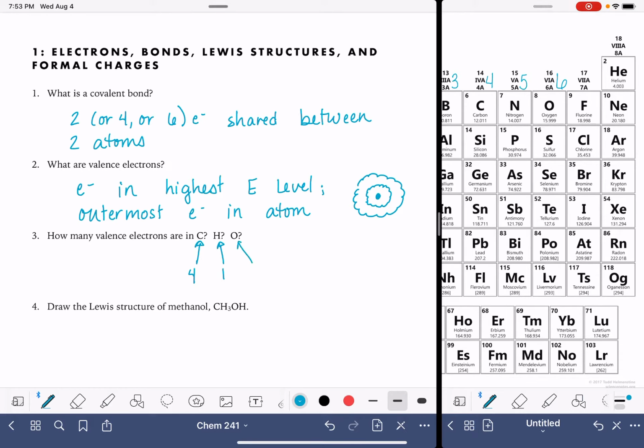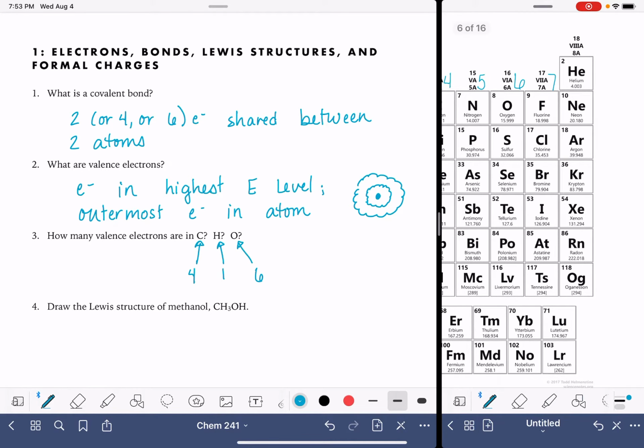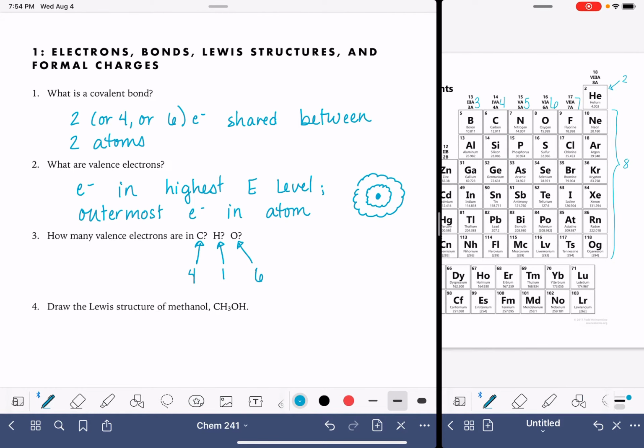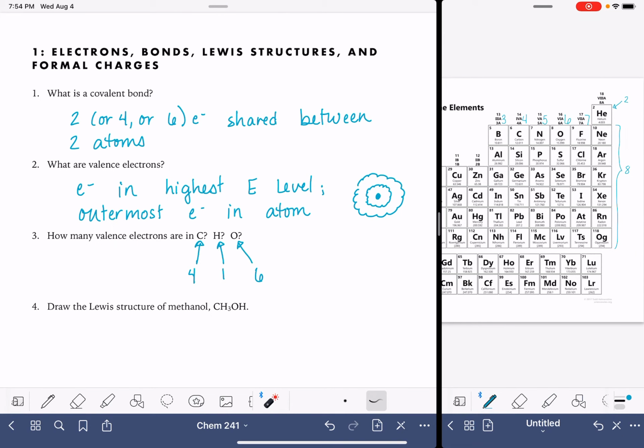Hopefully you remember this pattern from Gen Chem. The only way that we really deviate from the pattern is that helium has 2, where all the rest of them in this column have 8. But those atoms never pop up in organic chemistry anyway, so it doesn't really matter. So if we're being asked how many valence electrons there are, we will get that information by looking at each one of these elements' location on the periodic table.